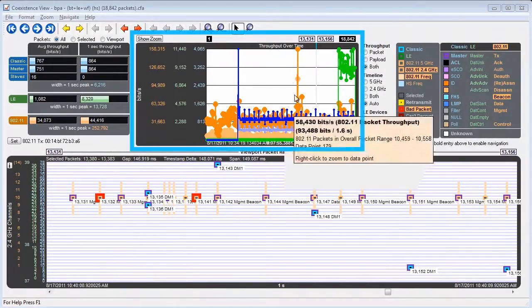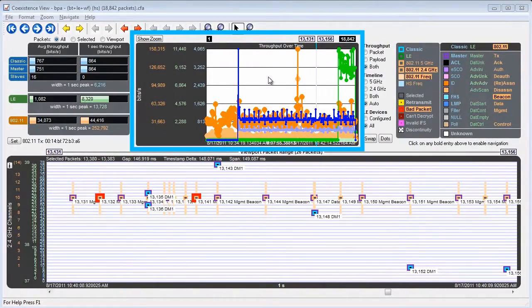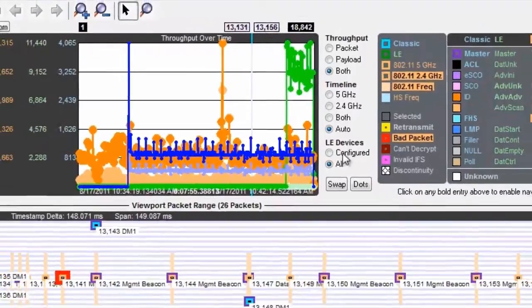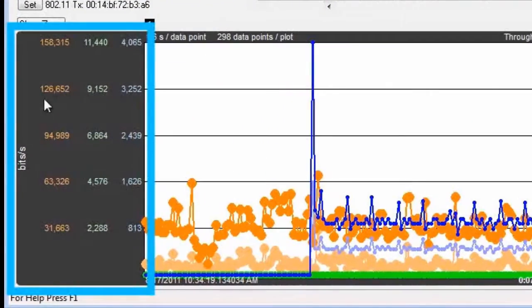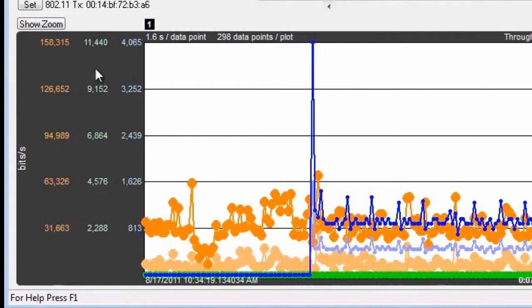The throughput graph shows throughput for each technology, and let me swap it with the timeline so it's a little easier to see. Each technology is color-coded as it is in the timeline, with 802.11 being orange, classic blue, and low energy green. Throughput is shown in bits per second. So here we have 802.11, low energy, and classic.